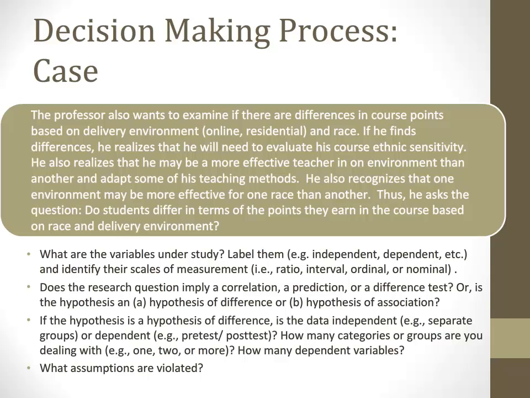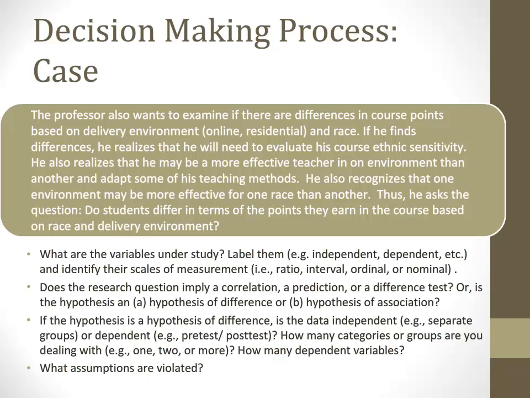We're then going to look at each independent variable and ask how many groups or how many levels we have. Well, with race, we have multiple levels. I just mentioned, I think, 4 or 5, so we have 4 or 5 different levels. With delivery system, we have 2: online versus residential. We now move on to looking at our dependent variable or variables, and we ask how many dependent variables do we have? Well, we've already established that we have one dependent variable, and that's points.